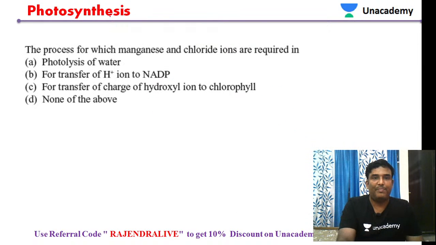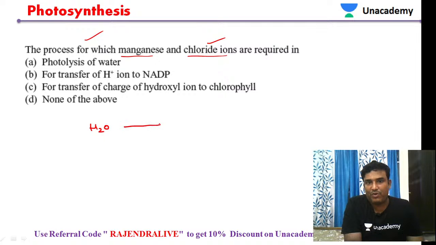Next, the process for which manganese and chloride ions are required. Manganese as well as chloride ions are required for the photolysis of water. They are essential for the photolysis of water.